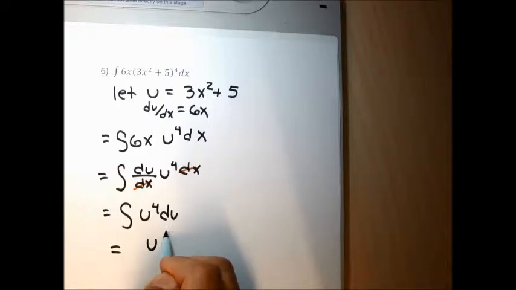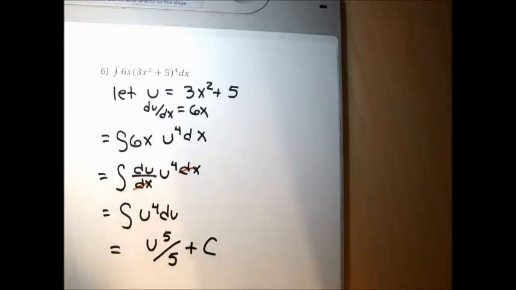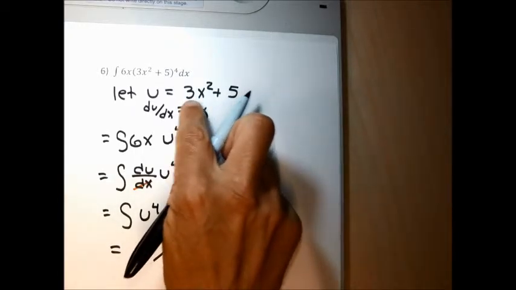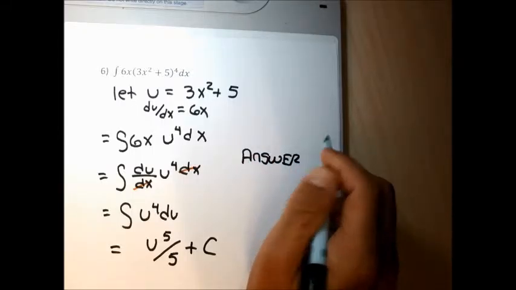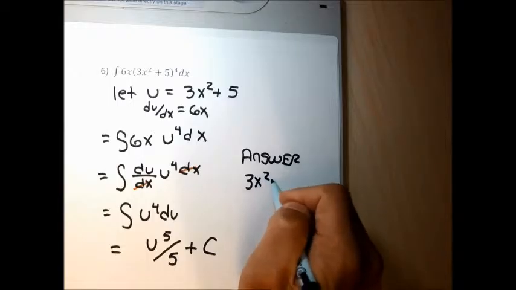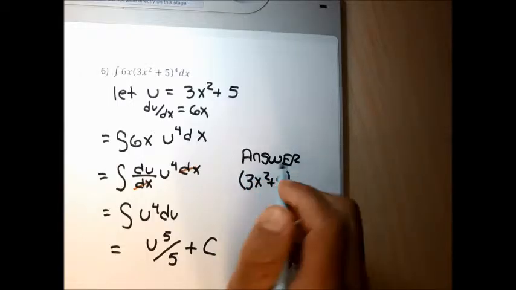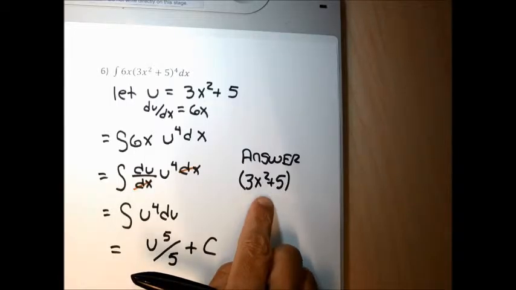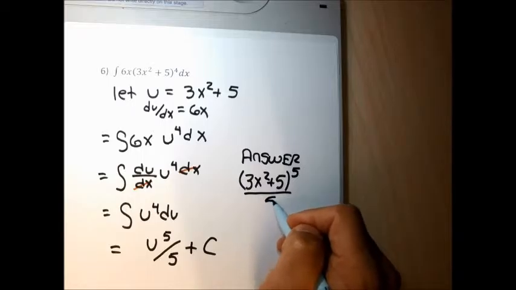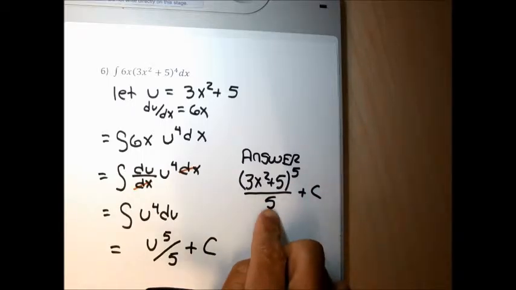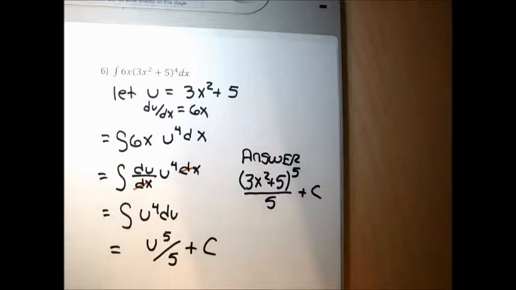Add 1 to the exponent, divide by the new exponent, put on my plus c, and to get to an answer, I'm going to change the u back to what it's equal to. So I'm going to write 3x squared plus 5 in place of the u. Need a parentheses now because the u changed into a binomial, to the 5th power over 5 plus c. And then again, you could write 1/5 as opposed to divide it by 5. Alright, I'm not checking that one, but I could.